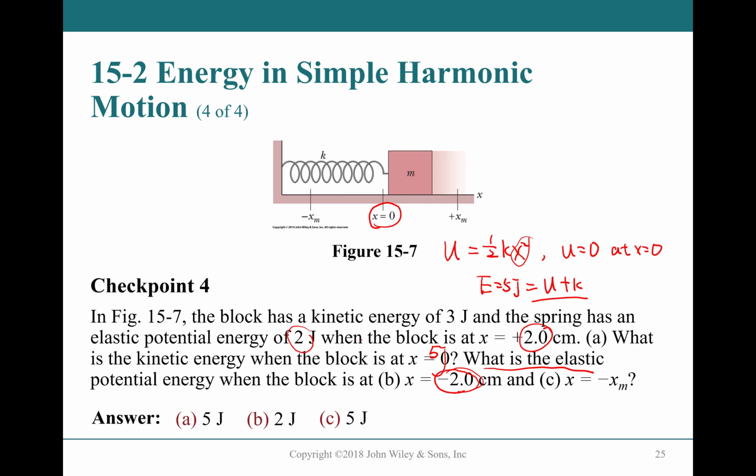So this one here is the same as x equals +2.0 centimeters. That's why it should be 2 joules. And at x equals -xm, this is the turning point. So your velocity goes to 0, then your kinetic energy goes to 0. Everything is potential energy, which is the total energy. Then it's 5 joules. Okay, so be very careful. It's the conversion between the two types of energy.